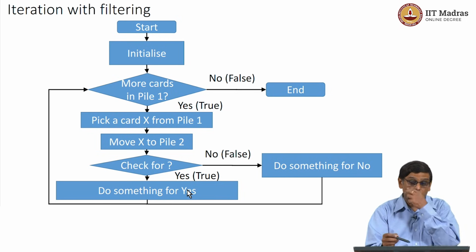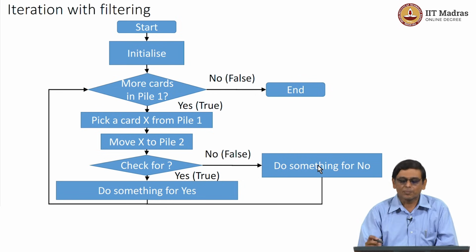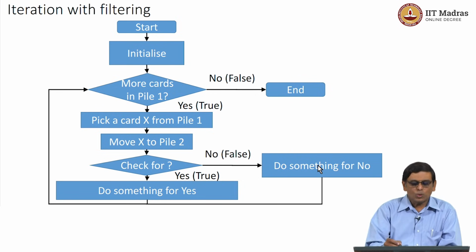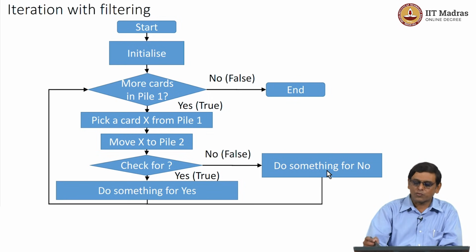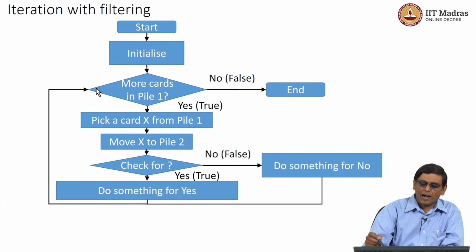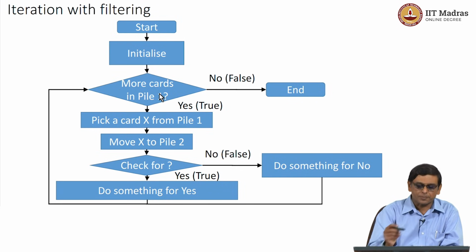Like for example, if you want to do the sum of boys, you check whether the card is a boy or not, in which case you add the sum to boys sum, and if it is not, then it is basically a girl, then you add the sum to girl sum, something like that. So, you do an action for the true condition and you do another action for the false condition, and in both cases after you have finished doing that, you go back to the beginning of the iteration, which is basically this check over here.